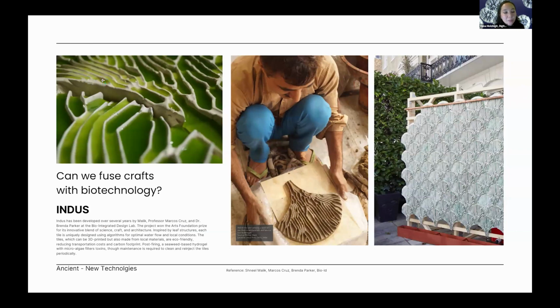Another question that I find very interesting to ask you is, can we fuse crafts and cultural heritage with biotechnology? This is a brilliant project by Shnil Malik, one of our PhD doctors at UCL. This project was developed at our lab, Biodesign, under the curation of Marcus Cruz and Dr. Brenda Parker. Essentially, she used the crafts of the area that she comes from in India, I think it's the Mumbai region.